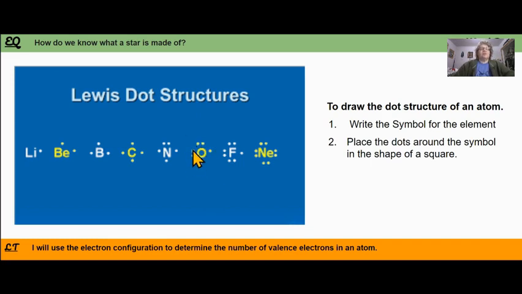It really doesn't matter where you put them as long as you don't have more than 2 on each side of the box. Okay. If you have more than 8, then you've done it wrong because there should only ever be 8 dots or 8 valence electrons. Okay, so that would be the second part of the valence electron practice.